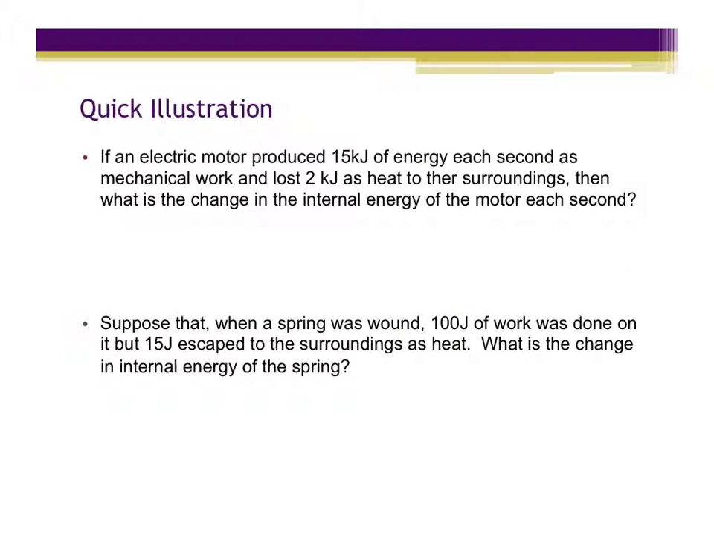So this is a quick illustration, an example problem that shows us how we take these sign conventions into account as we're working problems. The problem says: if an electrical motor produced 15 kilojoules of energy each second as mechanical work and lost 2 kilojoules as heat to the surroundings, then what is the change in internal energy for the motor each second? So we're told that the motor produced 15 kilojoules as work.